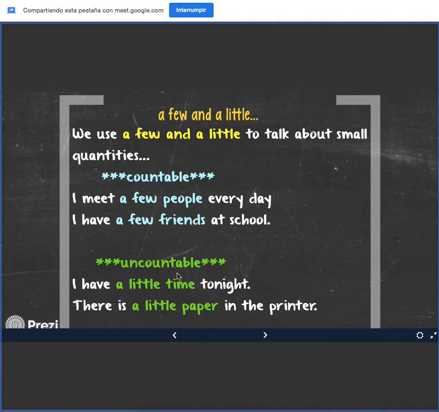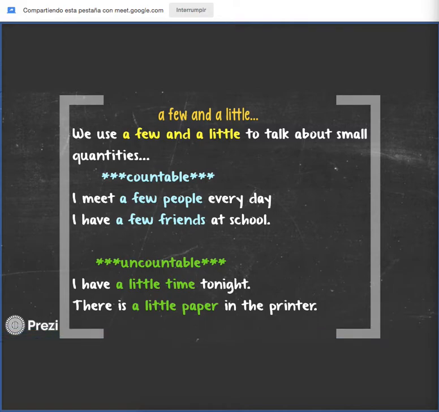On the other hand, we have uncountable. In that case, we use a little. I have a little time tonight. Or there is a little paper in the printer. Okay? Or you can say something like that. There is a little paper in the printer, and so on. You can use it with a or without a, and it's exactly the same. Just remember this. Few with countable, little with uncountable. Questions about it? To talk about small quantities. Questions about it, babies? Okay, 30 seconds to take notes.